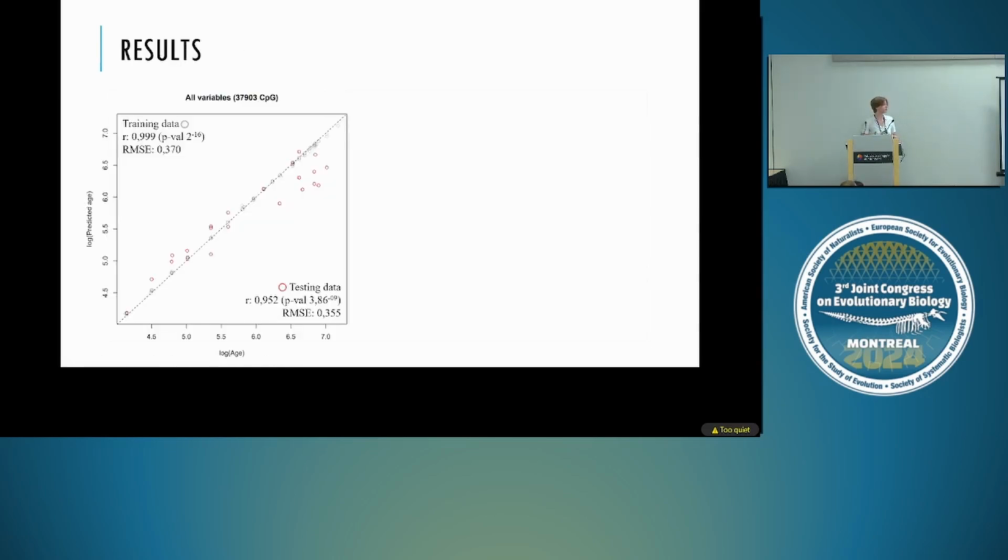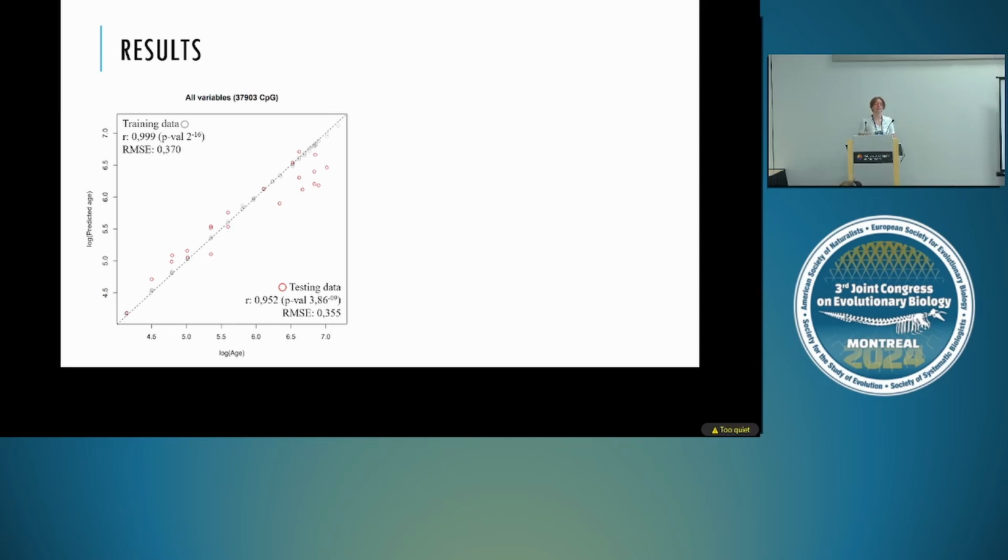So that's the type of result we're going to work with today. We are plotting the predicted age against the actual age of my fish, with the training data in gray and the testing data in red. At first glance, we can see that the dots fit quite well, so the prediction fits the actual age of my fish quite well.